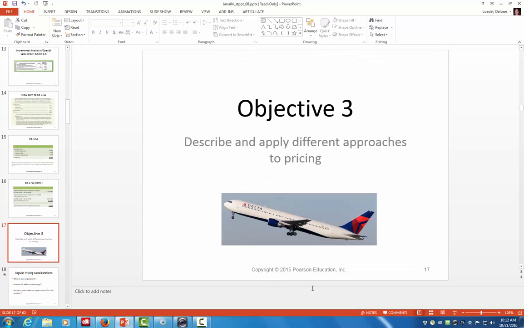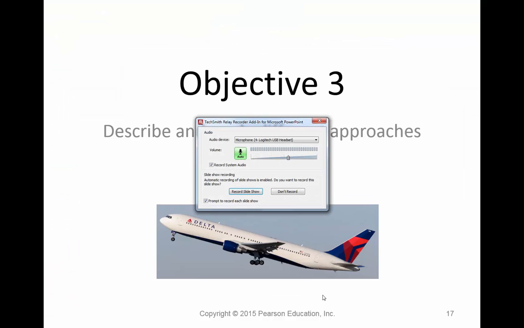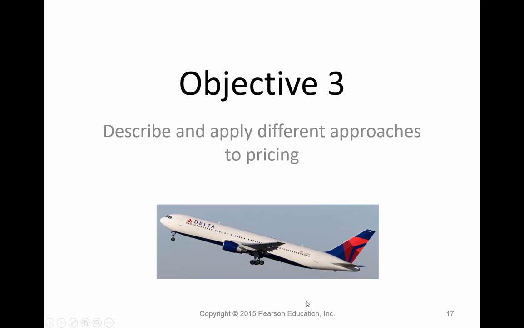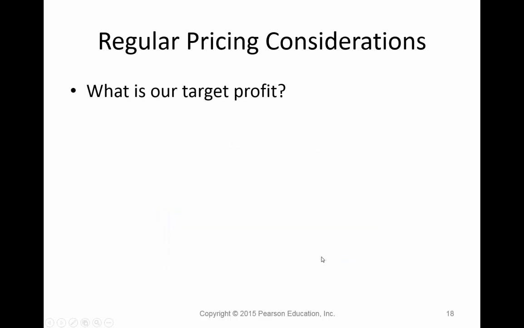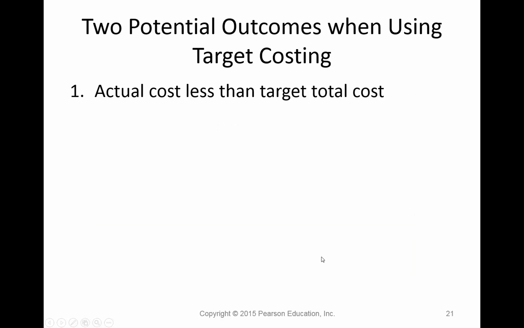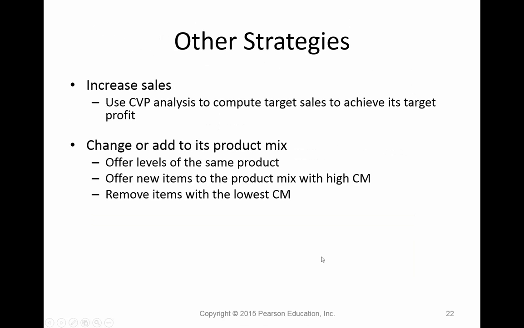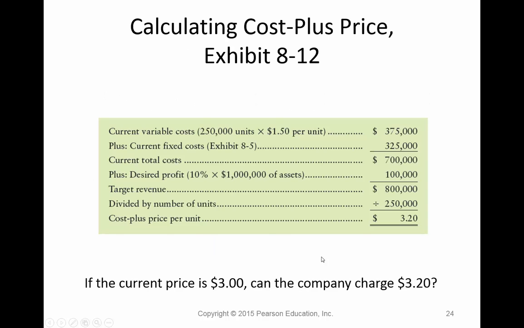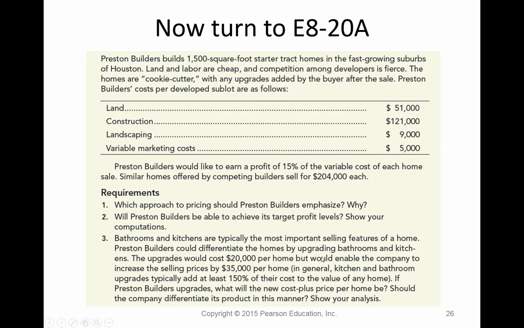So starting with learning objective 3, describe and apply different approaches to pricing. So I'm just going to skip through until we get to the exercise that's given here, exercise 8-20. And if you want to, you don't really need to look in your textbook because it's given right here for you. It is in your textbook, of course, if you want to look at it further offline later, and that is on page 483. So you can look at that on page 483 in your textbook if you like later.